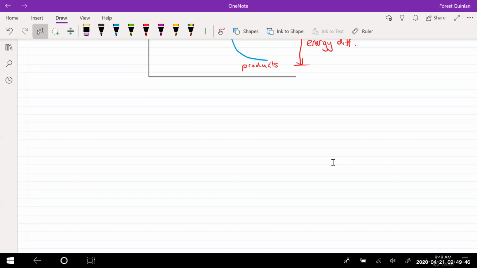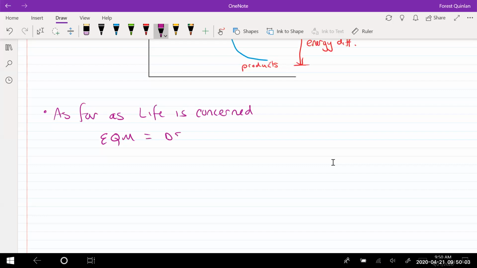I do want to point out too here, as far as life is concerned, equilibrium is death. I told you it would get grim toward the end of Chem 121. Rate laws tell us how fast. Equilibrium tells us which way. Thermo is going to tell you, did it happen or not?